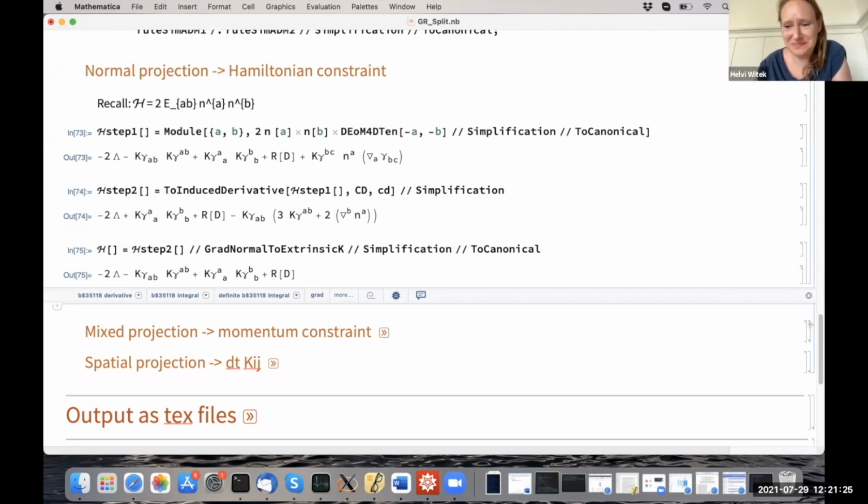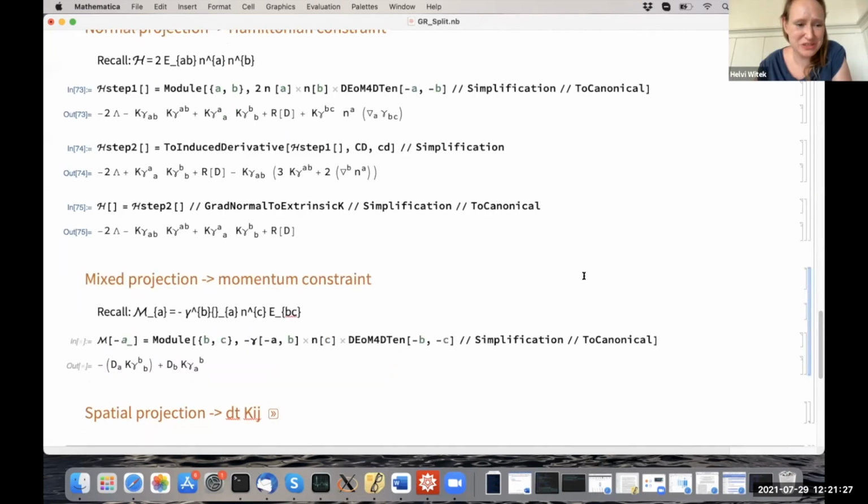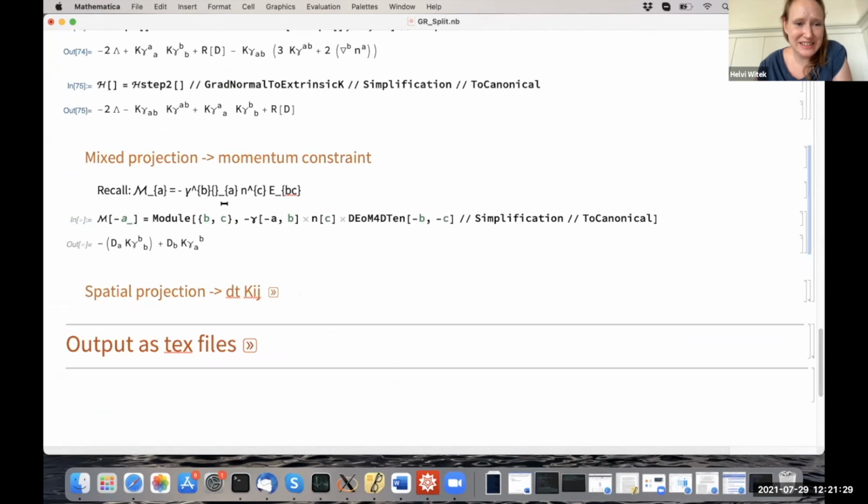Okay, so next one, this mixed projection. Again, as I said before, we take the equations of motion, project one index with a normal, the other one with a projection operator. We do that, we simplify that, and then we automatically get our momentum constraint in vacuum, where we have the divergence of our extrinsic curvature minus the derivative of its trace.